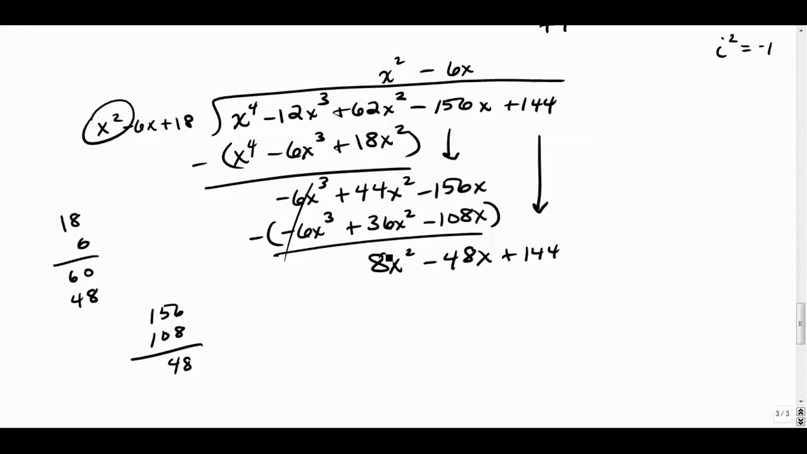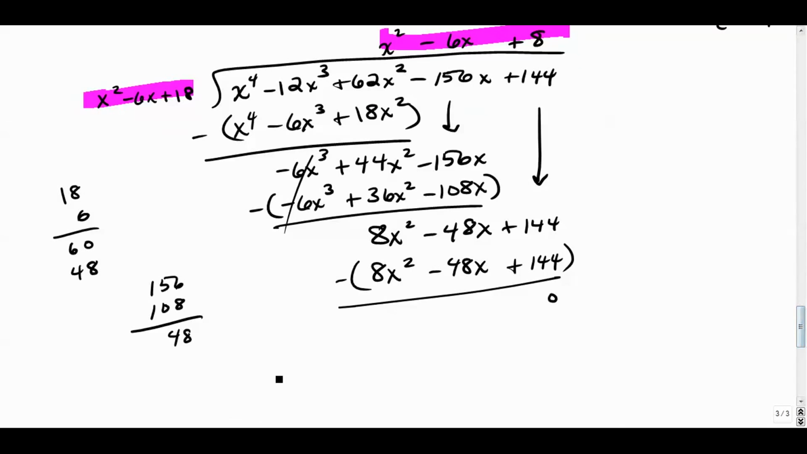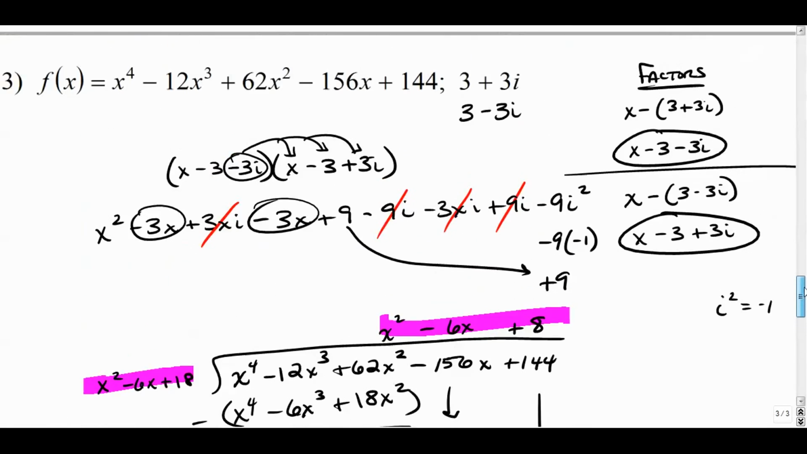Alright, so now x squared goes into 8x squared 8 times. So I'll put that here. 8 times 8x squared, multiplying back down. These should all match up. 8 times 18 is 144 as well. Subtract, and they all turn to 0. Awesome. So that means this times this gives me my original. So I'll bring these down here. X squared minus 6x plus 18, and x squared minus 6x plus 18. So if I multiply those two together, I get my original.